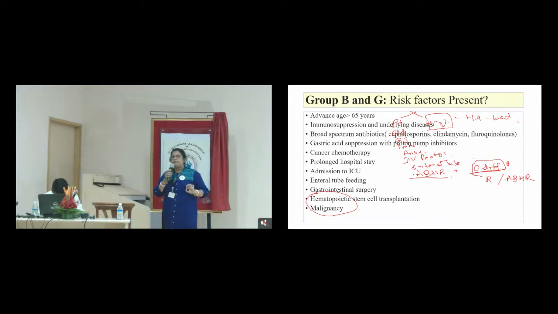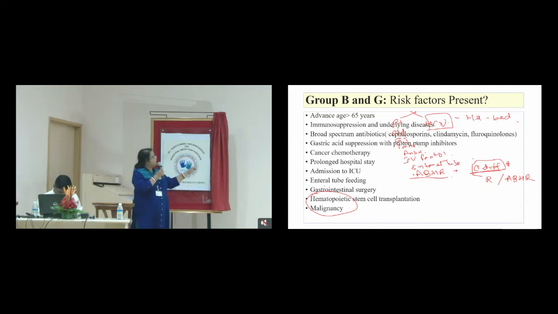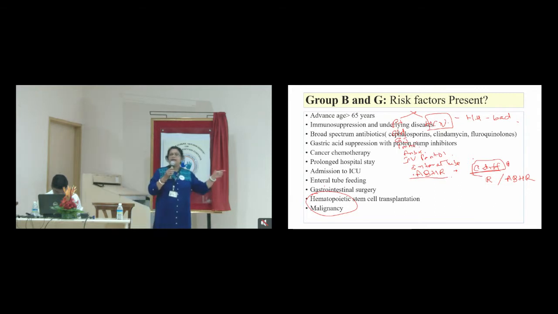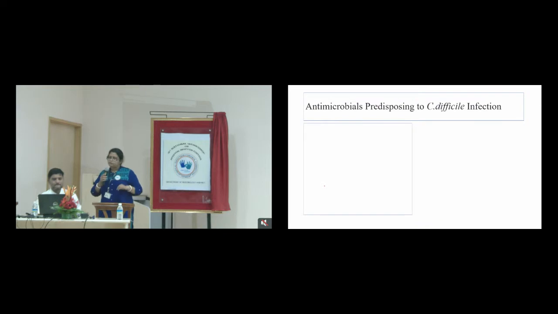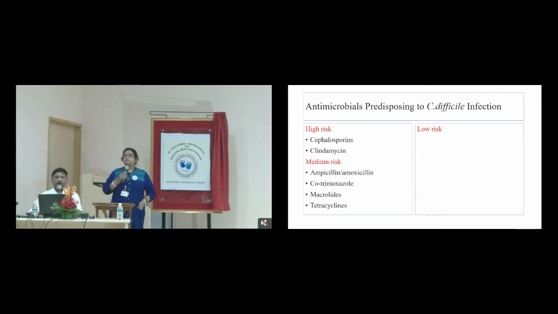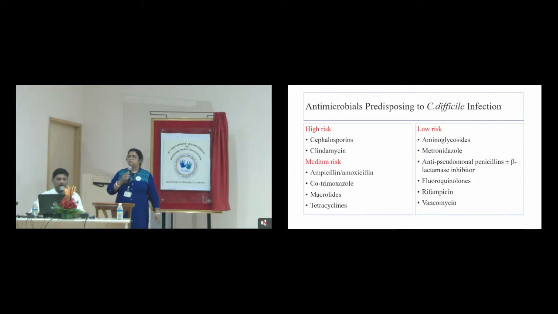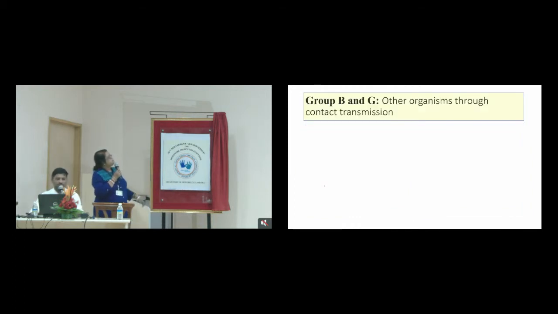An ICU admission poses a very high risk, and another one is a prolonged hospital stay. Then enteral tube feeding, gastrointestinal surgery, stem cell transplant patients, and malignancy. And there was one more, the use of electronic rectal thermometers. So this completes the list of risk factors which can predispose to a CDI. You know the antibiotics which are high risk and low risk, please have a look. Cephalosporins are the high risk antibiotic.